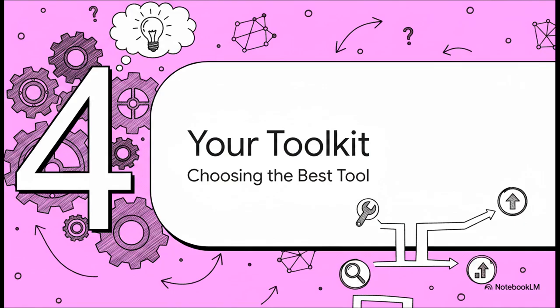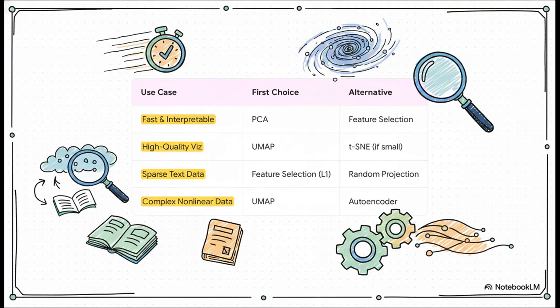Okay, so let's bring all this together. We've talked about the theory, the workflow, the big pitfalls. So here's a final toolkit, a little summary, to help you choose the best tool for the job every single time. Think of this cheat sheet as your quick decision-making guide. If you need a fast and interpretable baseline, always start with PCA. For high-quality, beautiful visualizations, UMAP is your modern workhorse.